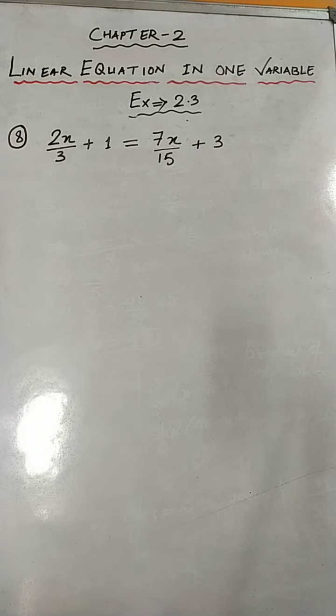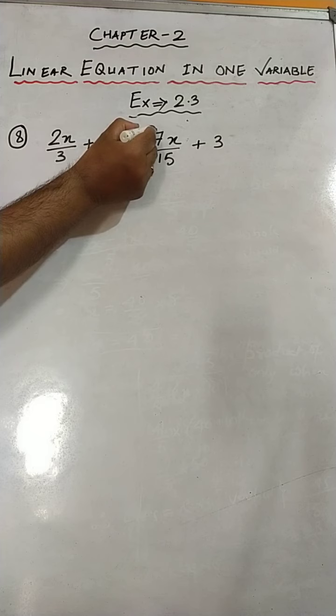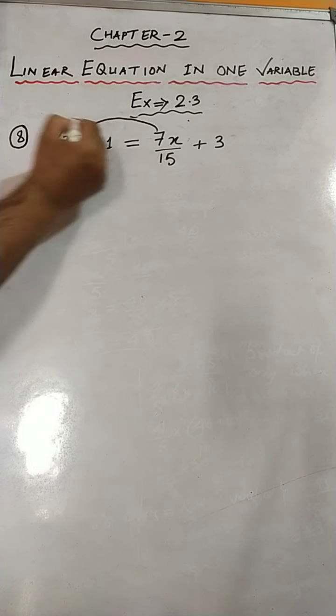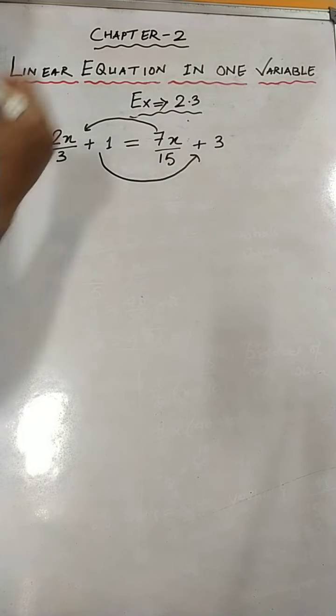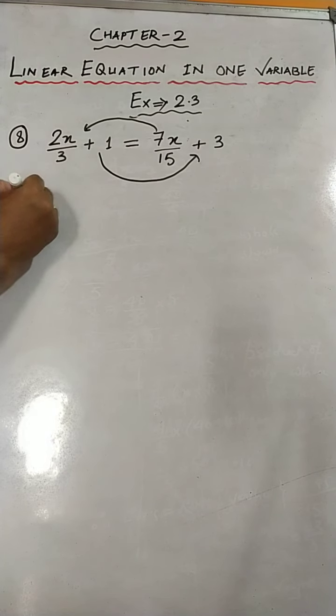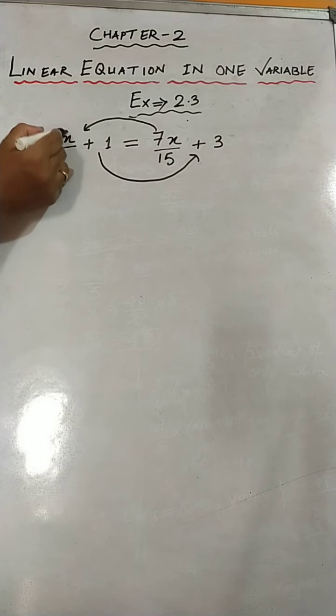This is question number 8, students. Now in this question we have variables in both the side and constant term also in both the sides. So what exactly we have to do? We have to bring the variable term towards left hand side, and we take the constant terms towards right hand side.